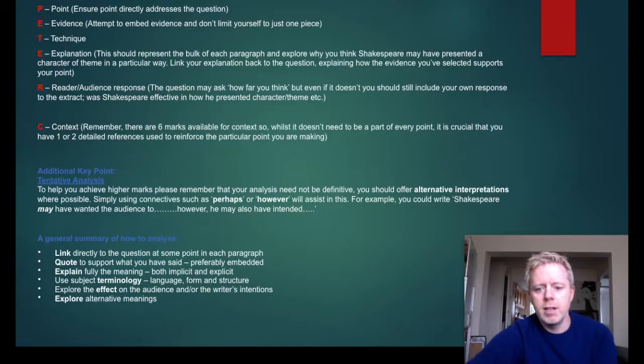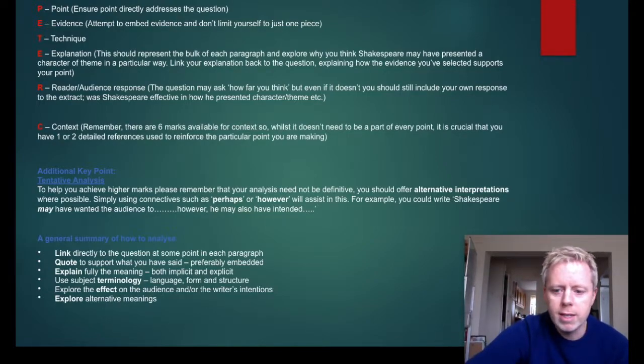Now again, you might have another mnemonic, from your PEAL, whatever, PEAQ. You run with it if you're happy with it. This is just my preferred suggestion. So PETER C: point, evidence, technique, explanation, reader or audience impact. It's a play, so it's audience in this case, and context. Now context is only 6 marks. It doesn't need to appear in every paragraph, but don't neglect it. In a couple of your paragraphs you should be referencing context in some way.